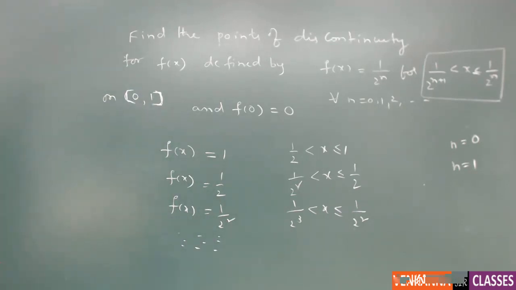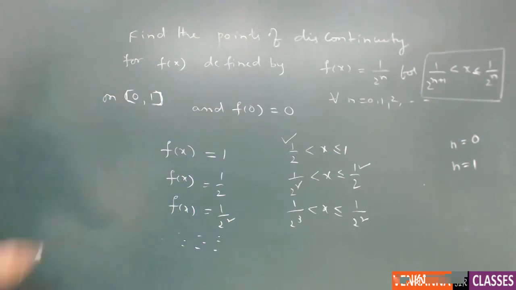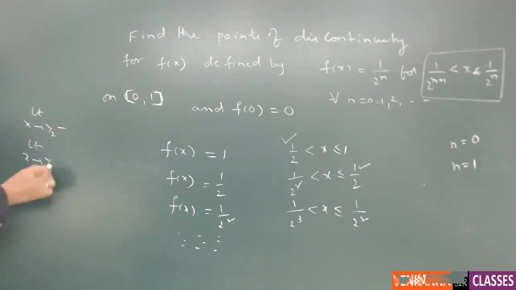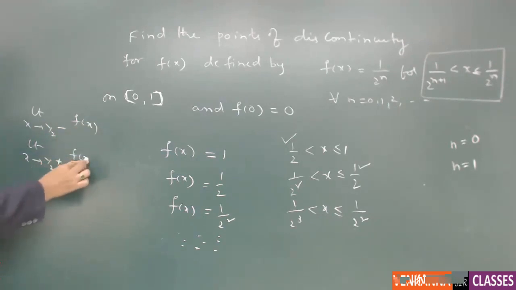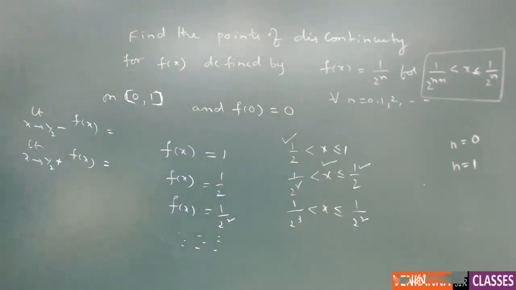Now you are going to verify the points of discontinuity. Since the first bifurcation is done at the point 1 by 2, let us calculate the limit as x tends to 1 by 2 minus and the limit as x tends to 1 by 2 plus. That is what we are calculating. So if you take the limit as x tends to 1 by 2 minus, this is the thing you need to consider, isn't it? So the function value will be 1 by 2. Accepted or not?